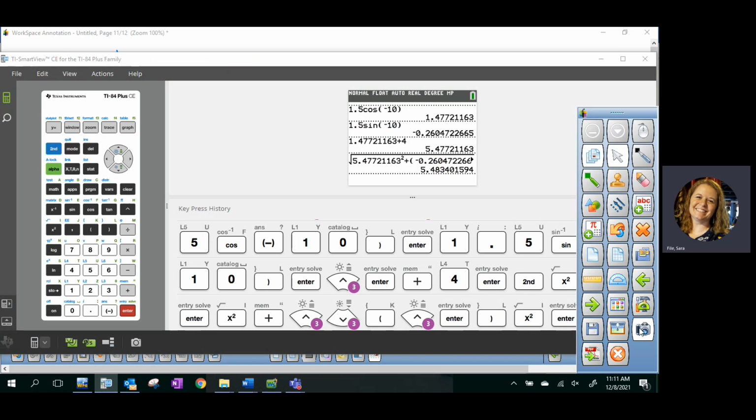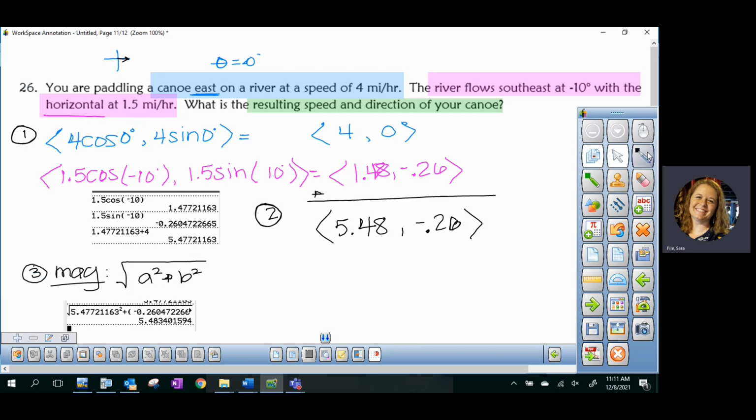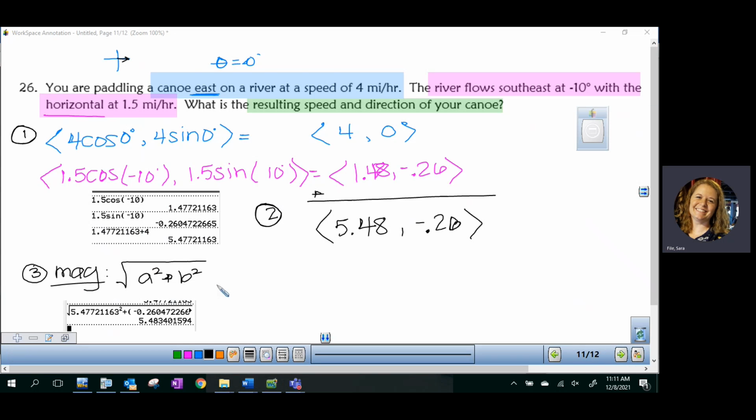I didn't copy over the rest of that. Let me copy this real fast. Okay. So the magnitude, we're going to round to hundredths. So 5.48, and that is representing miles per hour.